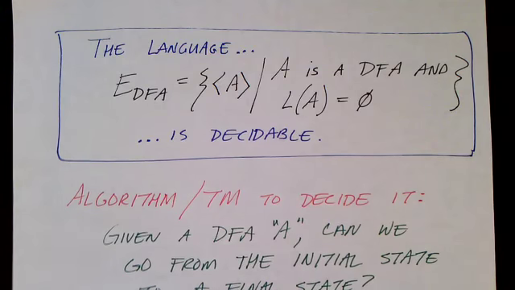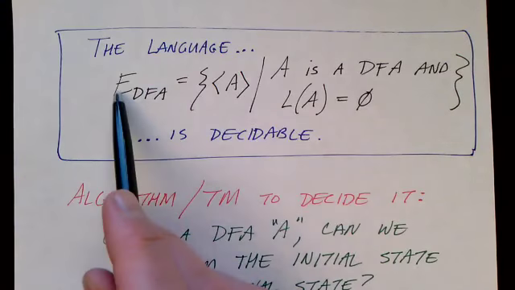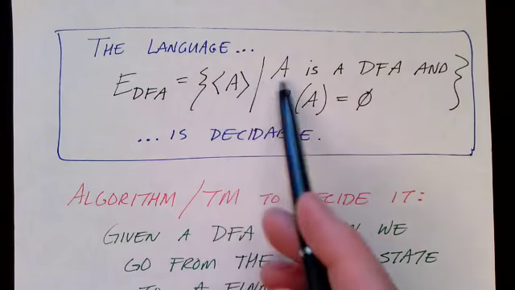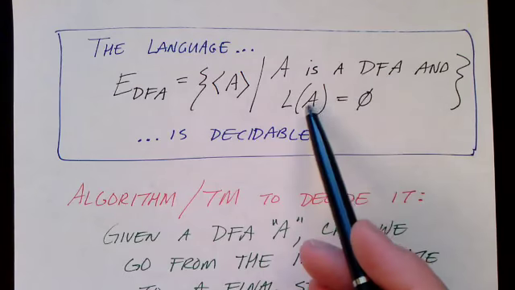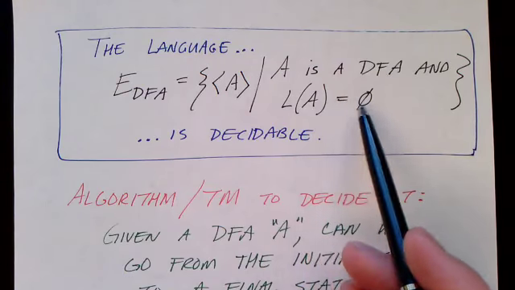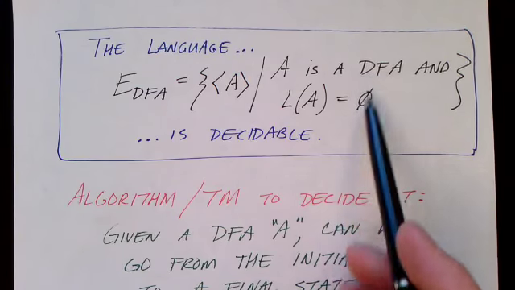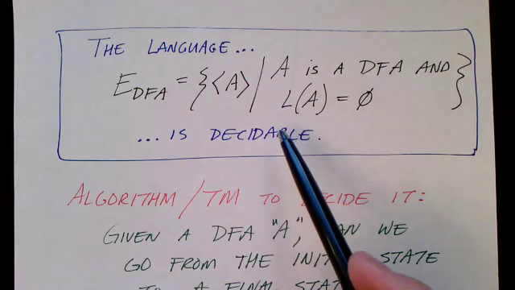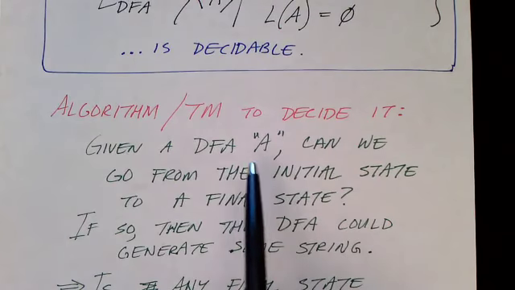Okay, let's look at the emptiness problem for regular languages first. And that problem is described by this language, E sub DFA. And here we're looking at the strings that are valid representations of deterministic finite state automata for which the language that is accepted is empty. In other words, does this deterministic finite state machine accept any string at all? And to show that this is a decidable problem, all we need to do is provide an algorithm to decide it. And the algorithm is really quite straightforward.